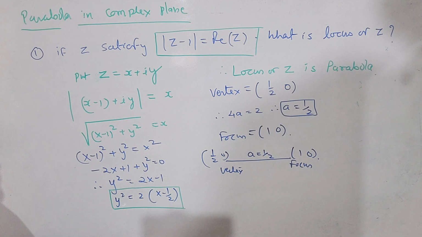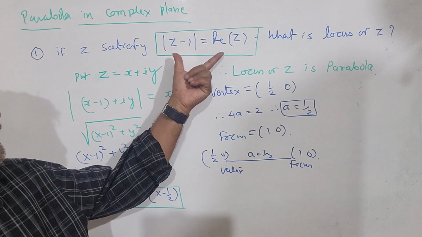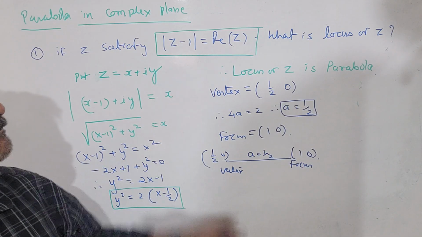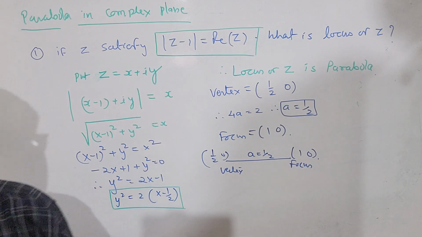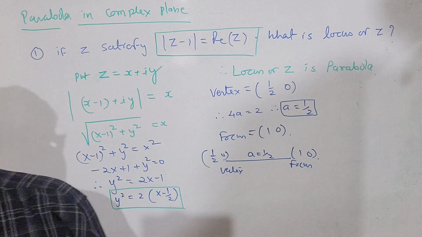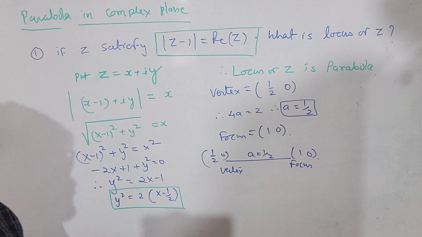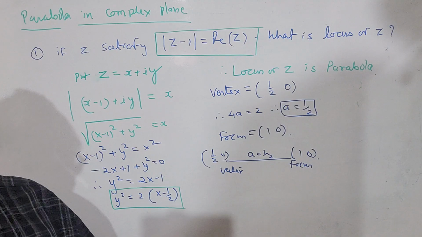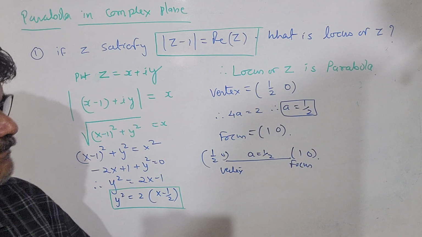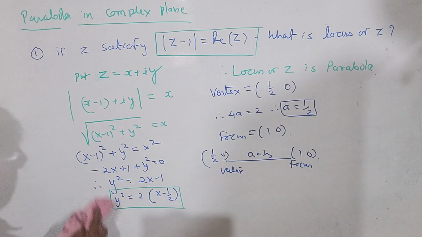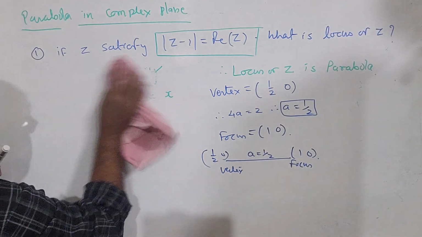In fact, if you see this form, that is modulus of z minus 1 equal to the real part of z, that definitely represents a parabola. Then convert it into coordinate geometry, and you can find the vertex, focus, value of a, and all those things. Now coming to the second question. That second question is very important.